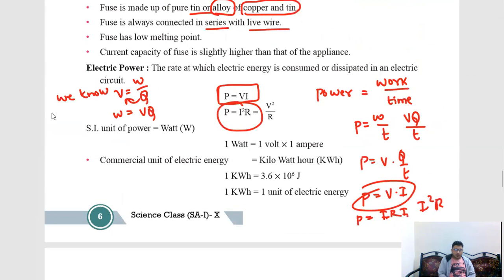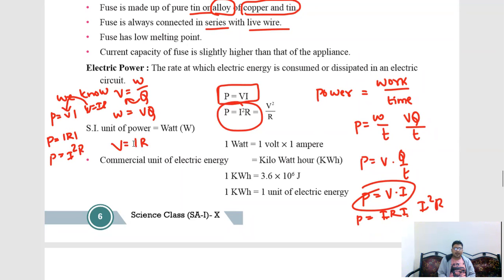You see, we got P is equal to V into I. So this is the last concept, V into I. We know Ohm's law, V is equal to IR. Substitute that V is equal to IR here, it will become what? P is equal to IR into I, it will become P is equal to I into I, it is I square into R.